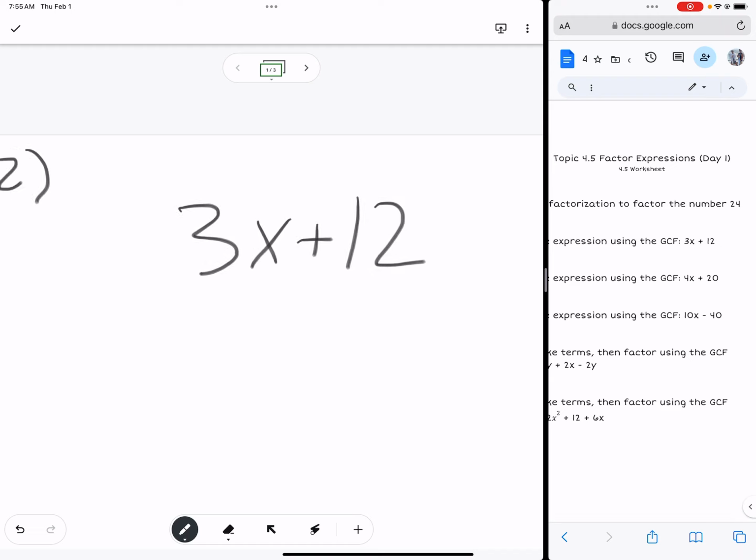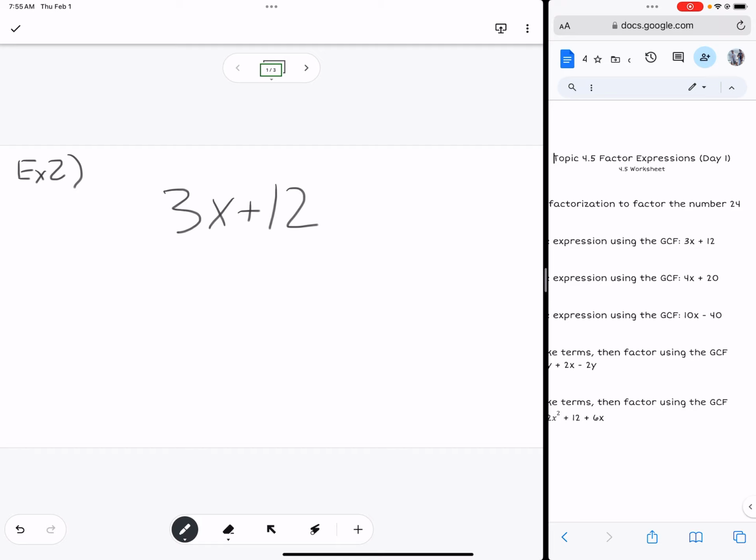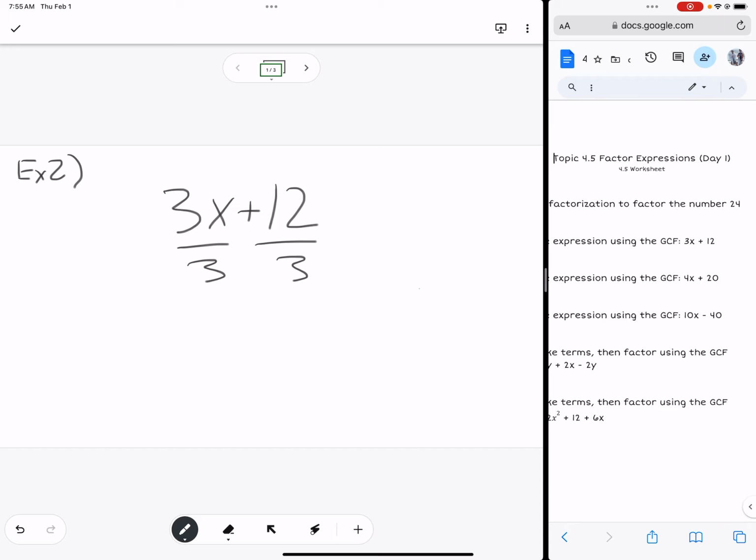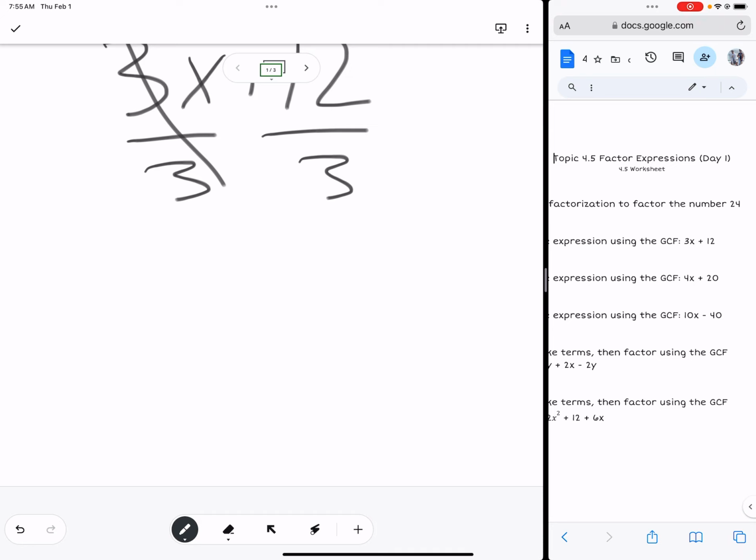All right, so we have this expression right here, and what we want to do is factor this expression. Our first step for factoring is you have to find a math fact that you can divide both terms by. So what can I divide 3x and 12 by? You can divide both by 3. I'm going to represent that with a fraction bar. When I divide by 3, what is 3 divided by 3? 1. That's just 1, so it's 1x. You could just put x if you'd like. What is 12 divided by 3?